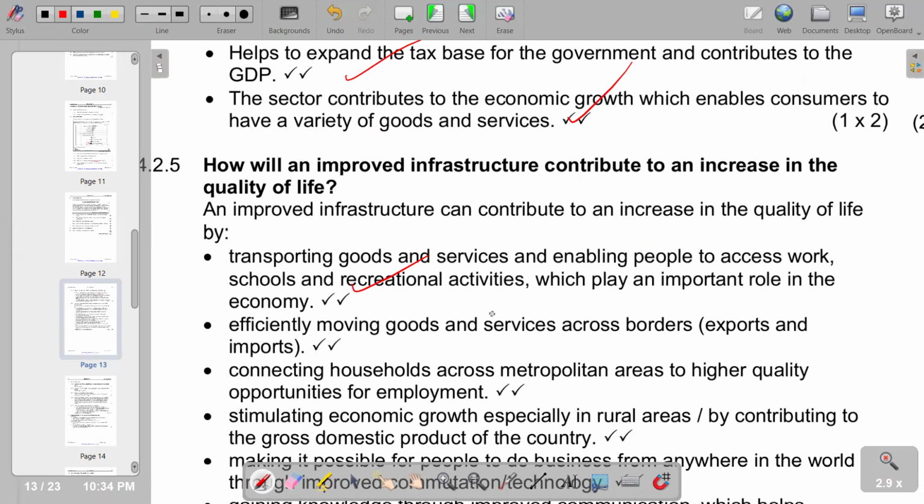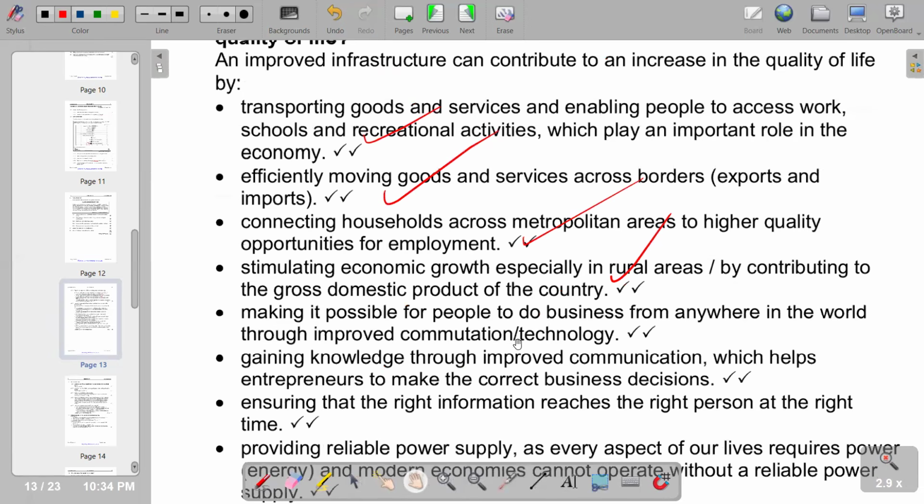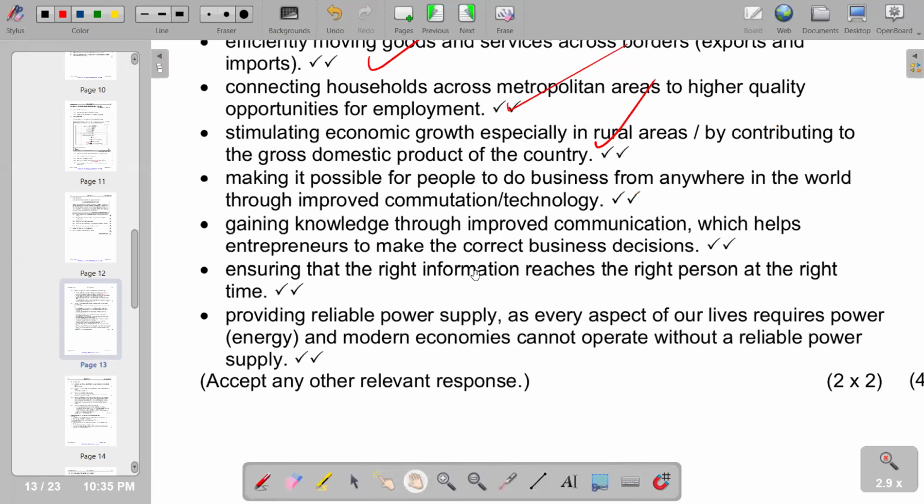It efficiently moves goods and services across borders, that is exports and imports, connecting households across our metropolitan areas to higher quality opportunities for employment, stimulating economic growth, especially in rural areas, or by contributing to the gross domestic product of the country. Then it makes it possible for people to do business from anywhere in the world through improved communication or technology. So further points we also have, but of course the question only requires you to come up with two points.